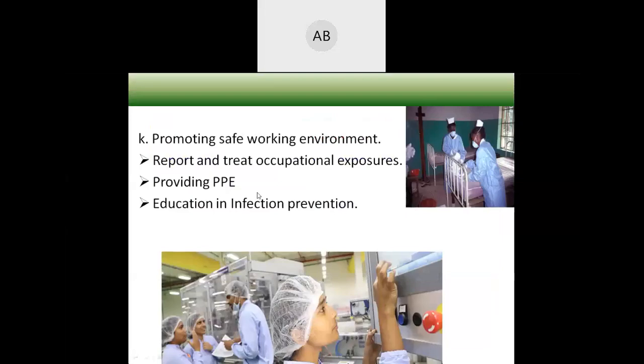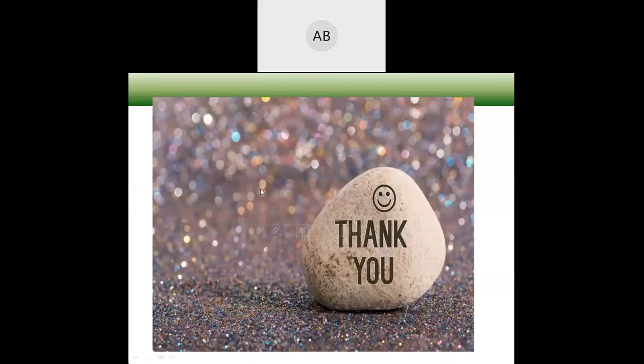Then next is promoting a safe working environment. For promoting a safe working environment, you have to report and treat occupational exposures if at all you have got. And it is the responsibility of the infection control team to provide personal protective equipment, and proper education has to be given regarding infection prevention. So this is all regarding the standard safety precautions and also regarding infection control for HIV patients.